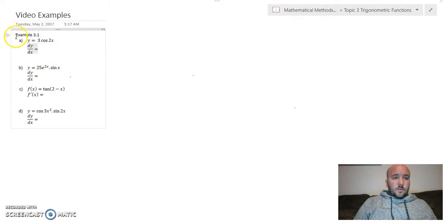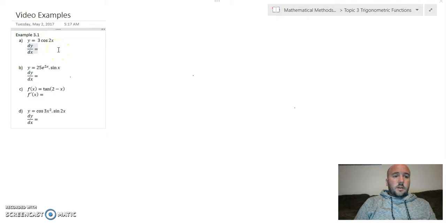First example for topic 3 is going to be looking at making use of the derivative of cosine, sine and tangents, but also making use of our chain, product and quotient rules that we've looked at in the first two topics. Our first example of y equals 3 cosine of 2x is going to make use of the chain rule. Because we have cosine of a function, we need to make sure that we derive the cosine and then multiply that by the derivative of the function.